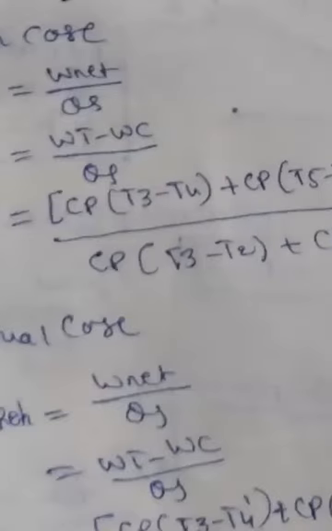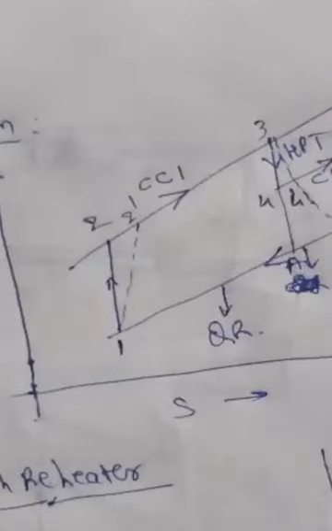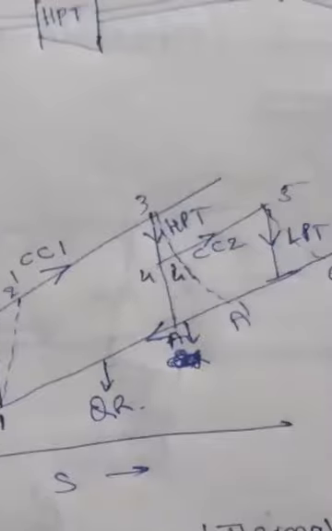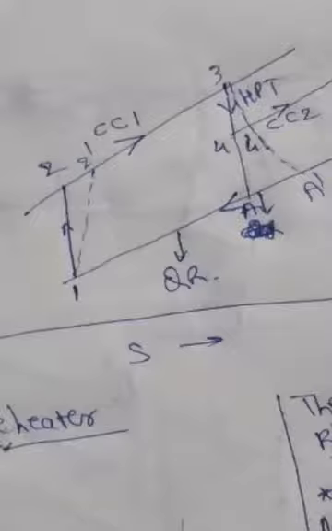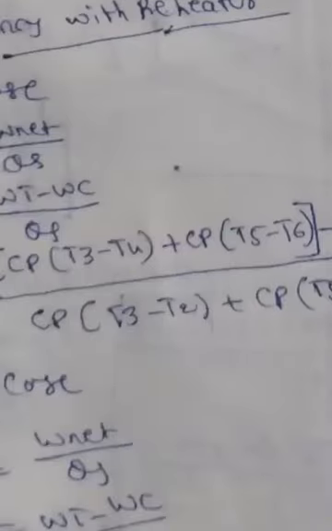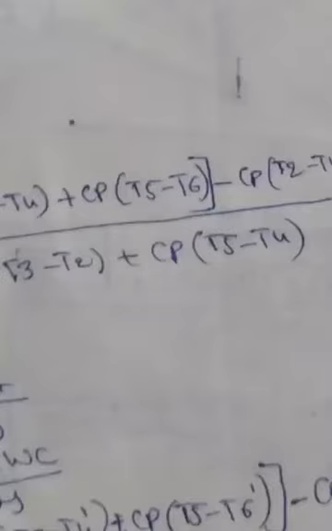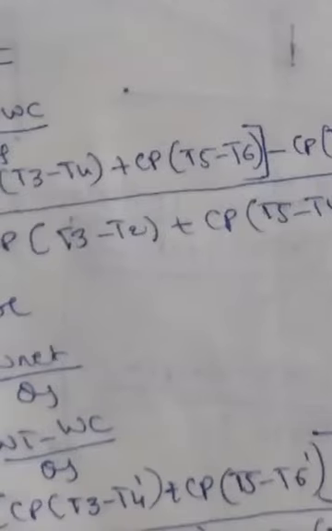Now the heat supply. See where the heat supply is. In the ideal case, 2 to 3 as well as 4 to 5. You should add the work of the 2 to 3 process and the 4 to 5 process. That is CP (T3 minus T2), because always you take the higher temperature minus the lower, plus CP (T5 minus T4). This is the total heat addition.